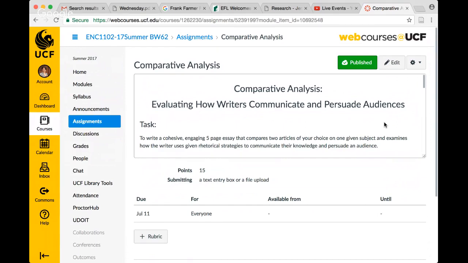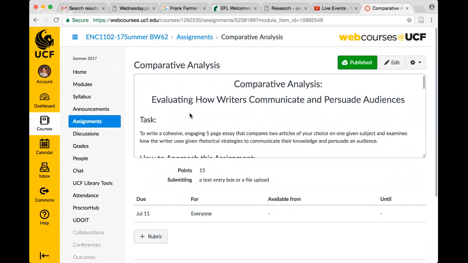So first, I want to talk a bit about what exactly analysis is, right? Because I think sometimes when I ask students to write an analysis paper, what they end up writing is a summary. And especially in this case, because you're going to be working with 2 articles, I don't want a summary of the articles, right?